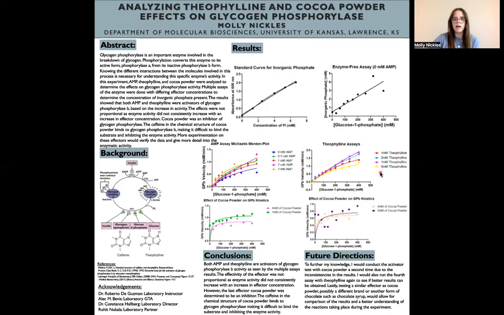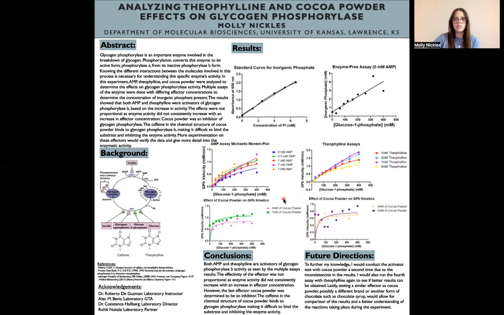In this fourth graph of the results section, you can see the theophylline assays. Theophylline was tested at concentrations of 0, 1, 2, and 4 millimolar. And again, as theophylline concentration increased, the enzymatic activity also increased, indicating that theophylline is an activator of glycogen phosphorylase B.